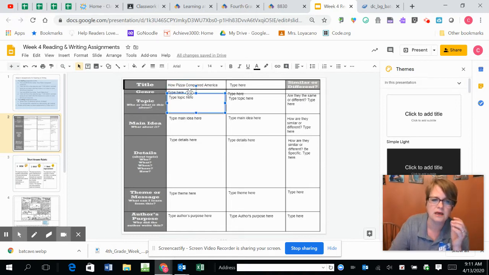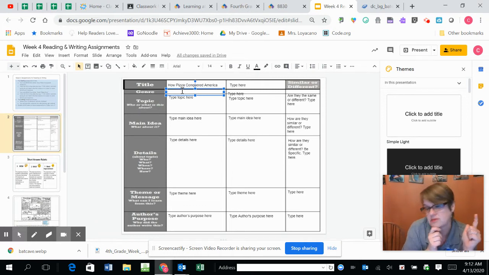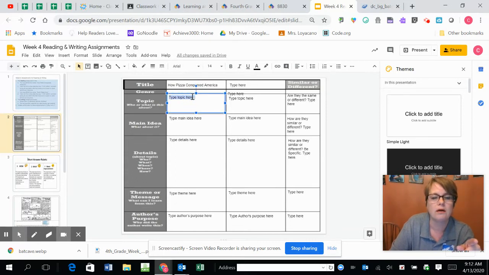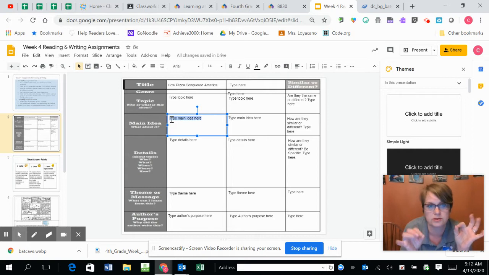Then I'm thinking the genre. So I'm going to click here on the genre. What is the genre? Is it fiction? Is it nonfiction? Is it a poem? Is it drama? Whatever you think it is, that's where you're going to type it. Then it says, what's the topic? Well, what's the topic? Type it there. After you read the article, when you double click on here, you highlight it, then you can start typing. Don't move the boxes. Just click on where it says type here.